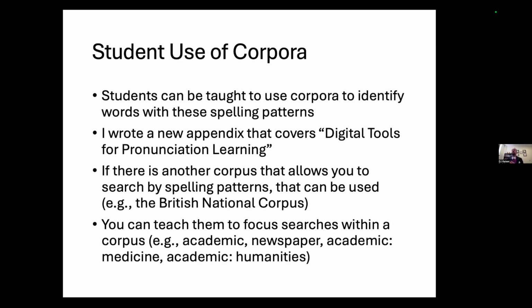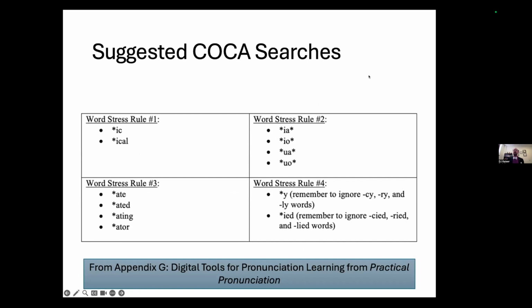So with this, you can help learners identify words that may be stressed by these stress rules, looking up by the spelling patterns, and then having them link to Youglish. And I'll show you what that looks like. You can have them focus their search on academic words, words from the newspaper. You can have academic medicine, academic humanities, so that will change the frequency of words and which words would be prioritized doing those searches. So in my appendix, I have this chart of different searches that can be done, showing you where the asterisks would go.